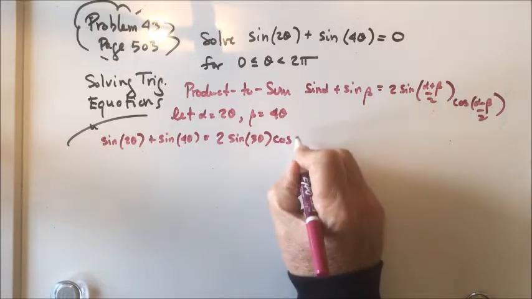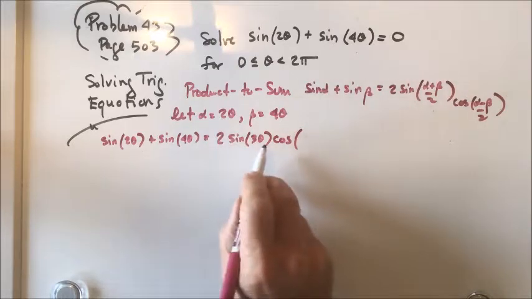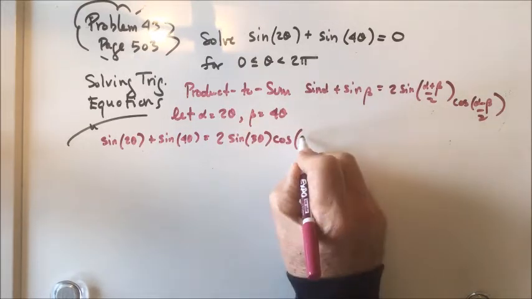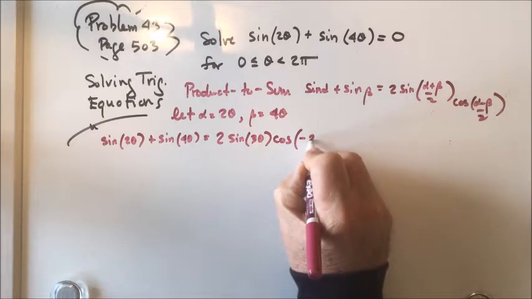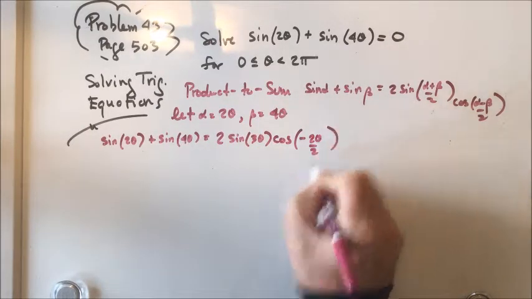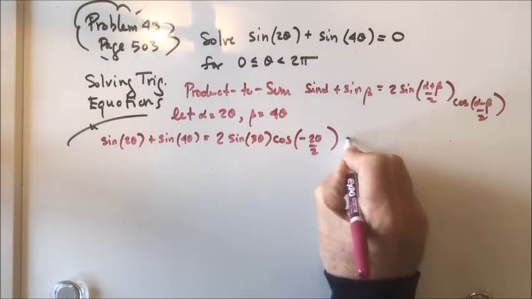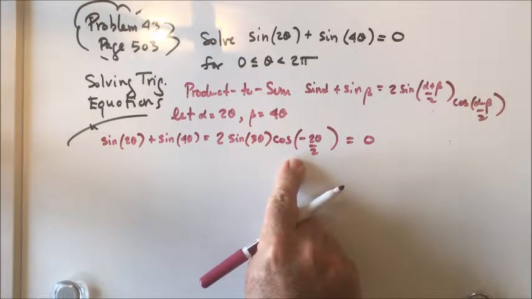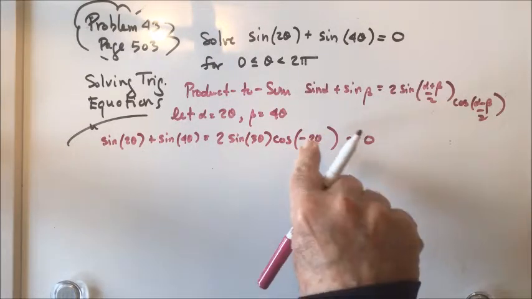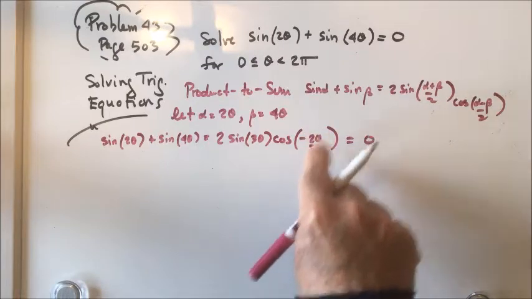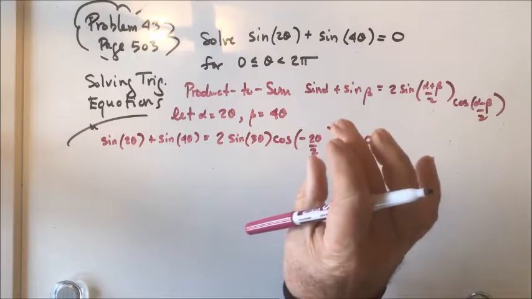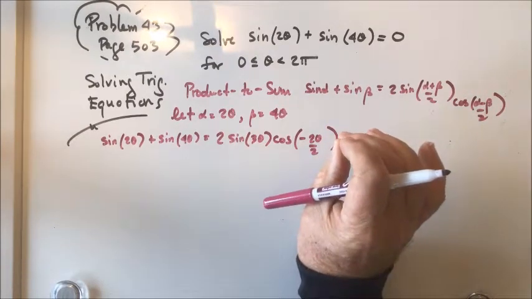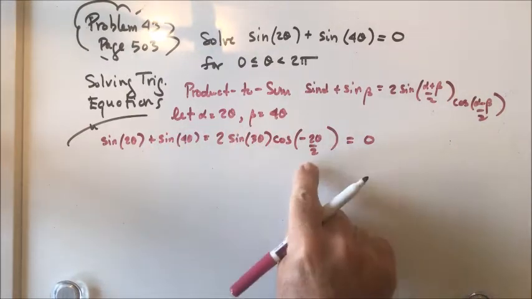Alpha minus beta is 2 theta minus 4 theta, or minus 2 theta, all over 2. I did this earlier and skipped this step, so let me do it here. The cosine of minus 2 theta over 2 is the same thing as the cosine of theta, owing to the even symmetry of the cosine.